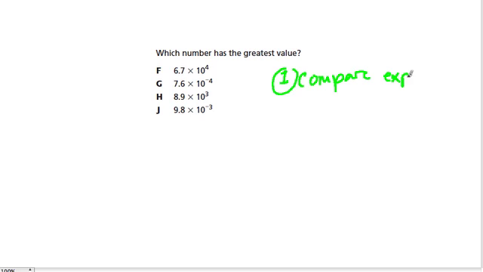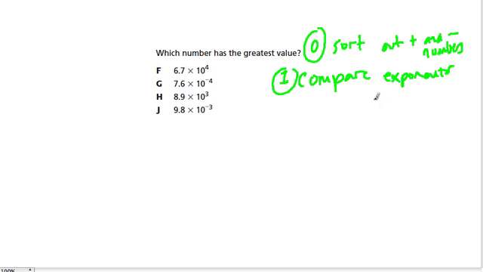So compare the exponents. And I guess a prequel to that, step 0, is to sort out positive and negative numbers. And then, once you figure out which are the positive and negative numbers, compare the exponents, and if the exponents are equal, compare the coefficients.